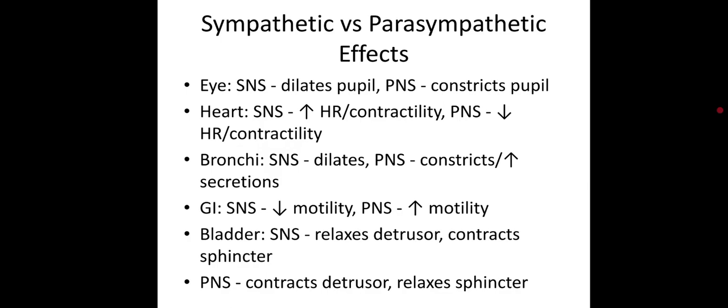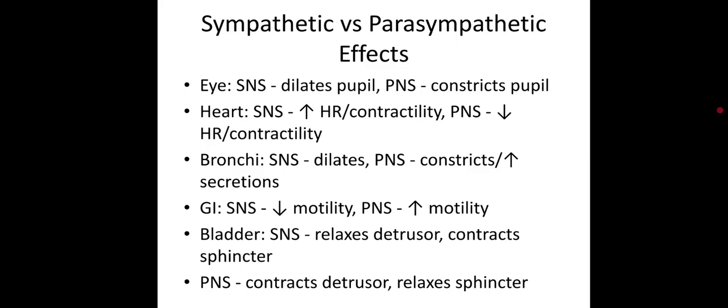Now we have to compare the sympathetic and parasympathetic effects. First of all, if we see the eye, the sympathetic nervous system causes dilation of the pupil while the parasympathetic nervous system constricts the pupil. If we look at the activity of the heart, then heart contractility and heart rate are increased in the sympathetic nervous system while they are low in the case of the PNS or parasympathetic nervous system.